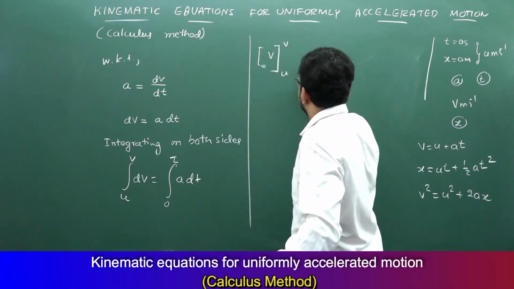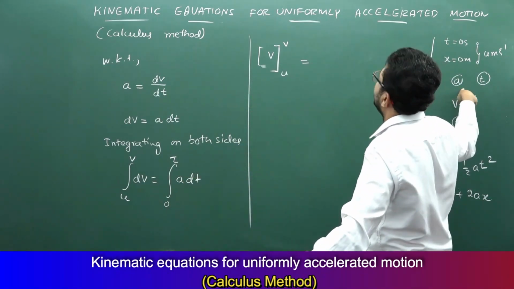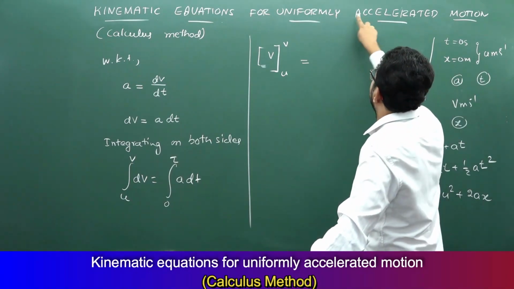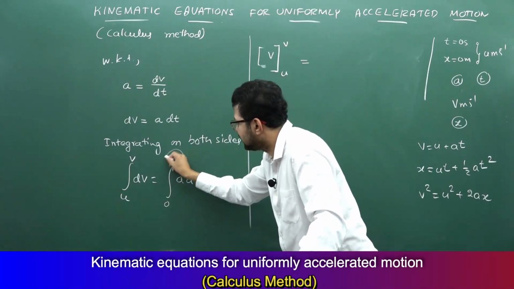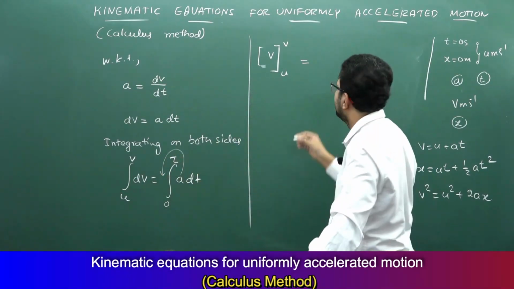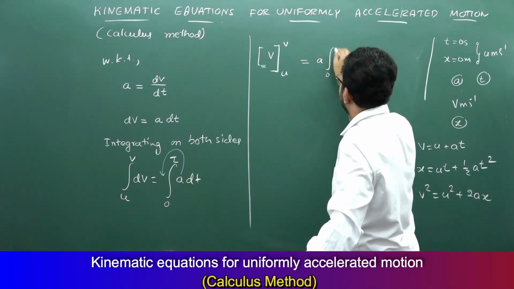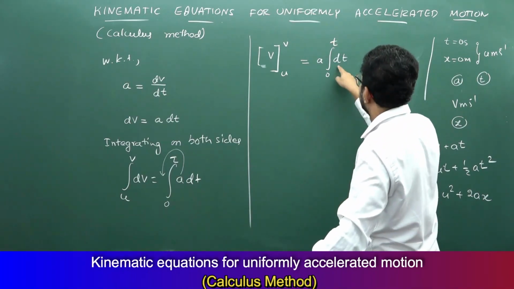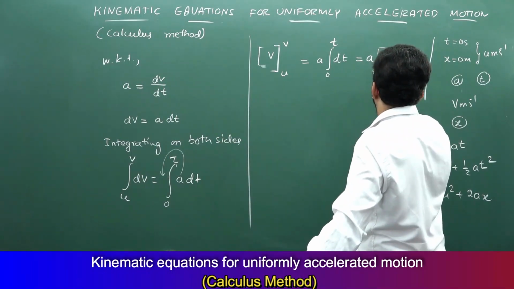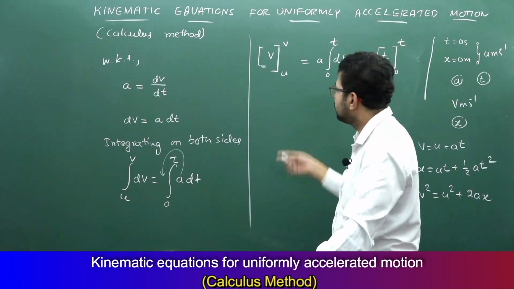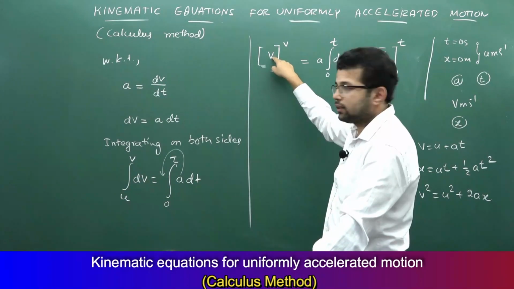u and v, that is equal to, here a is constant, because we already know that in this situation the object is uniformly accelerated. So, acceleration is constant. So, you can take this acceleration and keep it outside the integral symbol. So, a into integration of dt between the limits 0 and t. So, what is integration of dt? Integration of dt is t, a into t between the limits 0 and t. How to apply limits here? In the place of v, first you apply the upper limit minus, then you apply the lower limit.